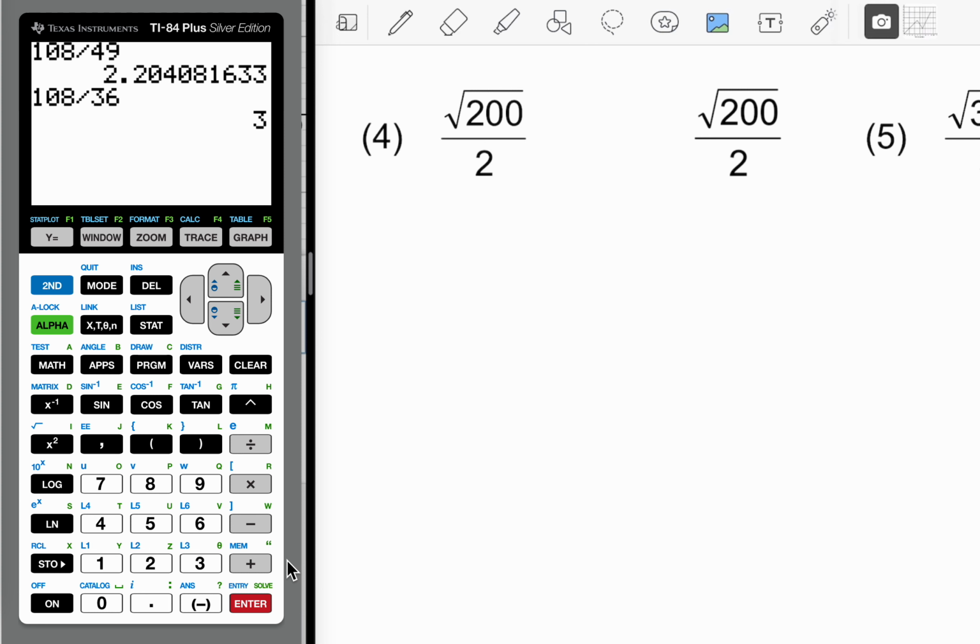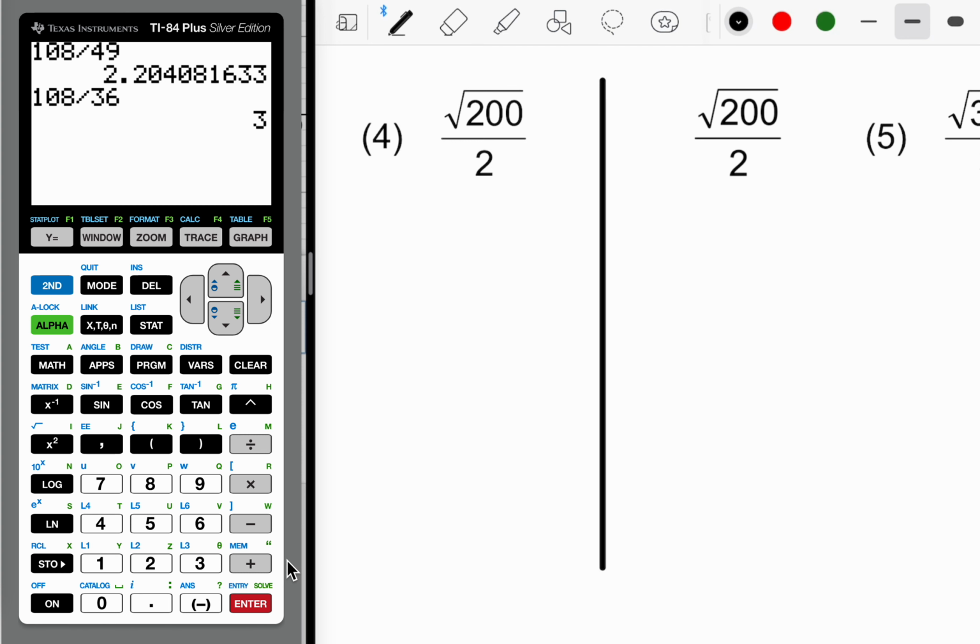All right. So the first method, well, let me talk about theory first. The idea is that you can't divide a radical or an irrational number by a rational number. So I can't just divide the 200 by the 2. Right? One of them's irrational, the other's rational.